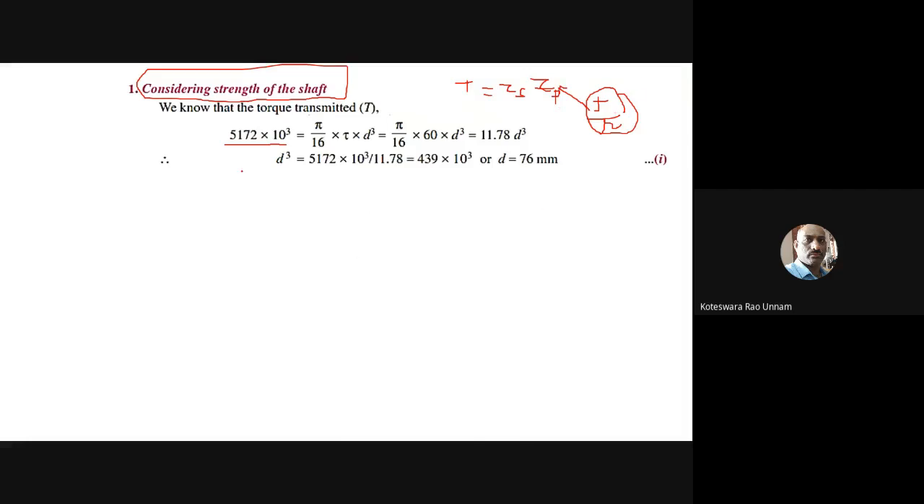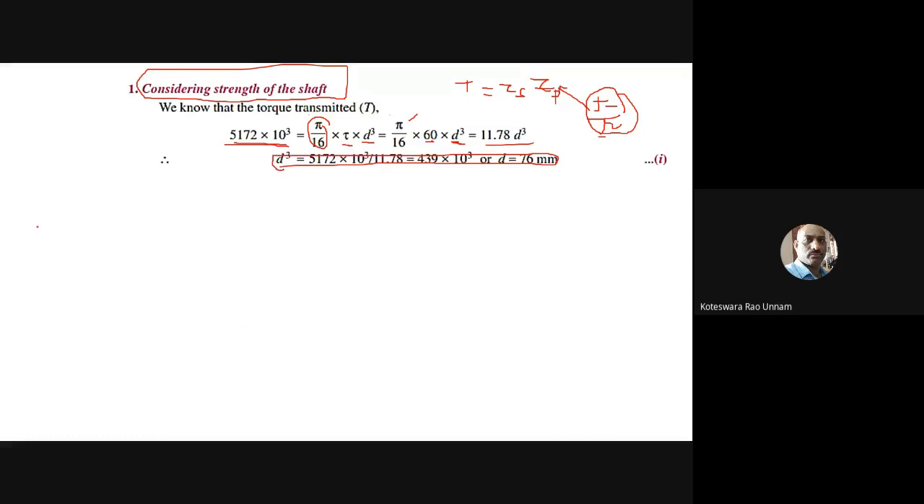So I already told you J is pi by 32 D power 4. Then R is nothing but D by 2. If you simplify that, you will get pi by 16 into D cube. So that's what he has written, pi by 16 into D cube into tau. Substitute the given data, pi by 16, tau is given as 60, only unknown is D cube. So therefore, 5172 into 10 cube is equal to 11.78 into D cube. If you solve this equation, you will get the diameter of the shaft as 76 mm.